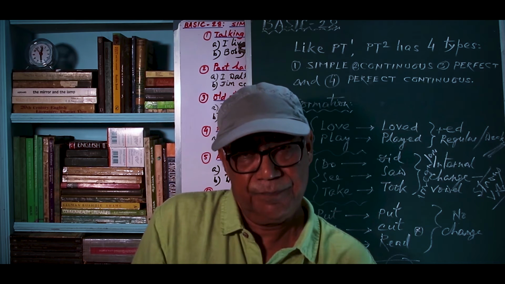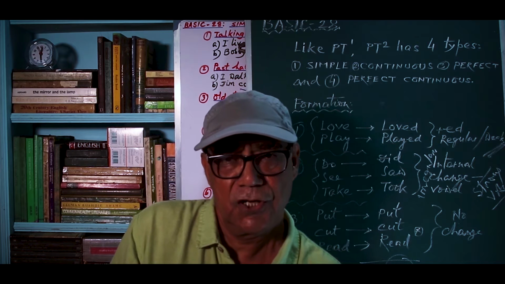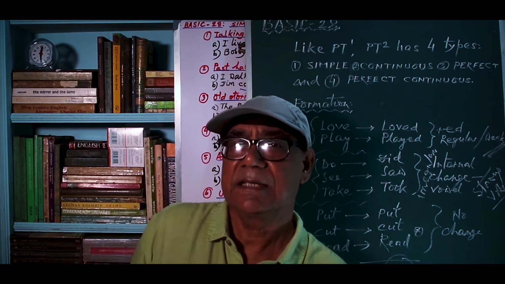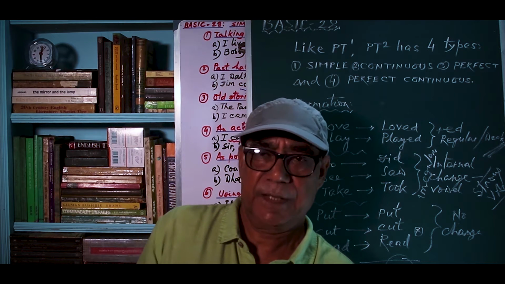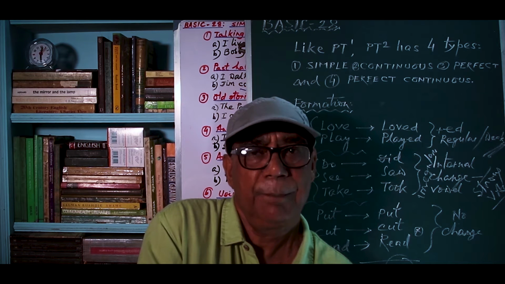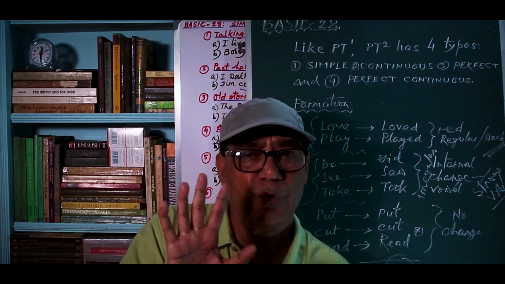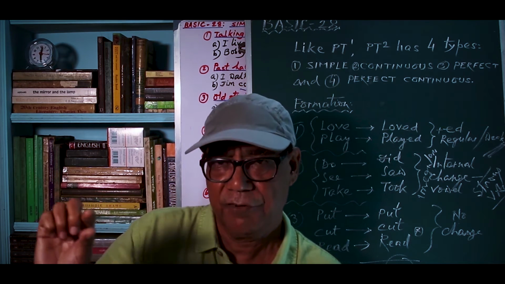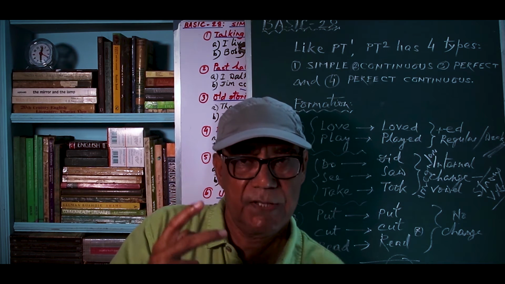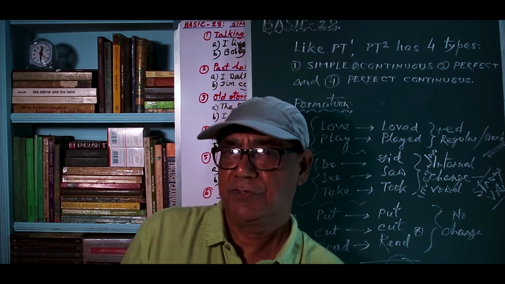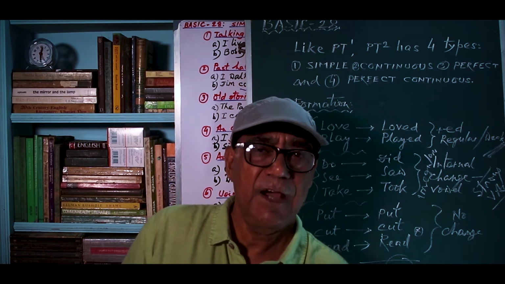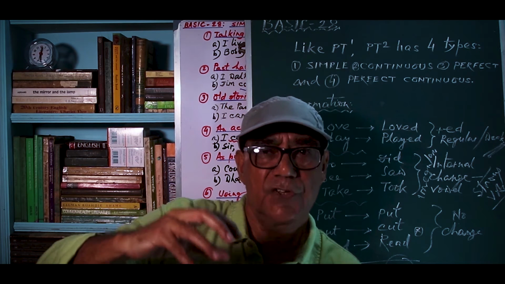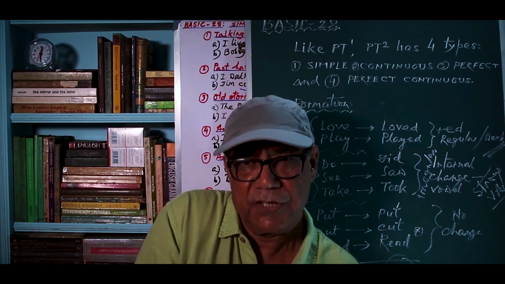Good morning, everybody. This is session number 28 of Basic English course of the Language Mantra channel. We are discussing simple past tense today. Like the present tense, the past tense too has 4 types: number 1, simple past or past indefinite tense, number 2, past continuous tense, number 3, past perfect tense, and number 4, past perfect continuous tense. Let us concentrate on simple past tense now.